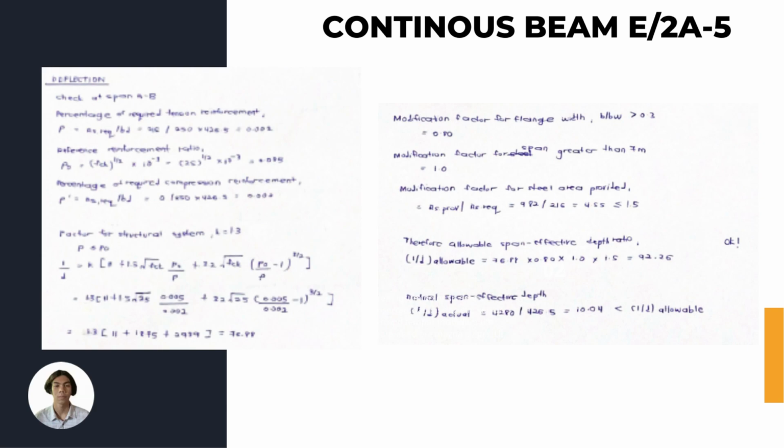So the answer is 76.88. The modification factor for flange width is 0.8 and the modification factor for span less than 7 is 1.0. So we calculate the L over D allowable is 92.26 and L over D actual is 10.04. So the value of L over D actual is less than L over D allowable. The design is okay.